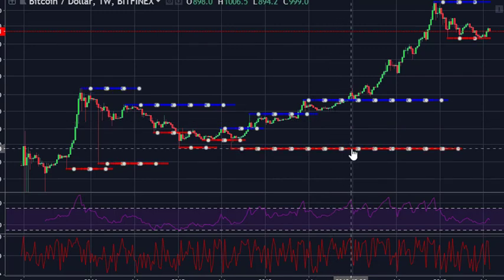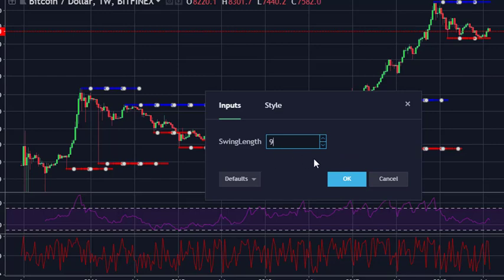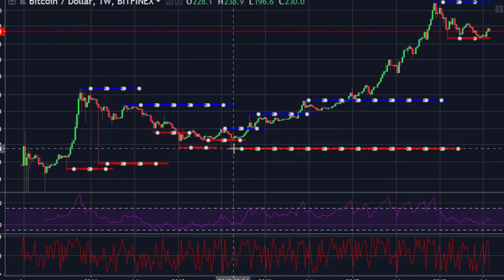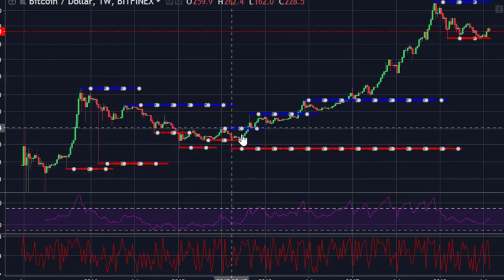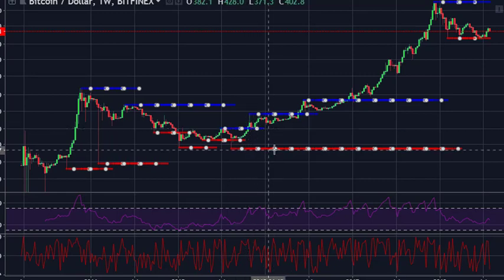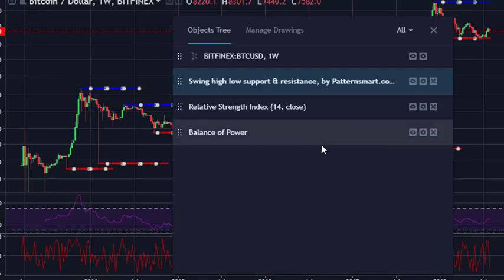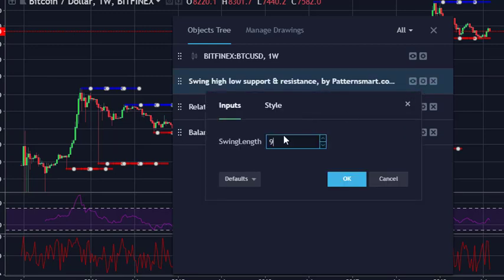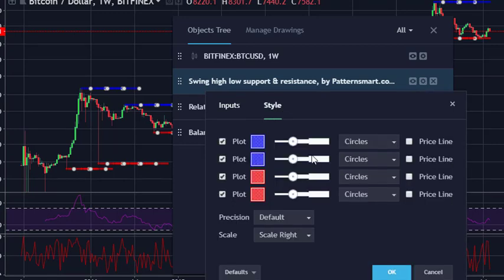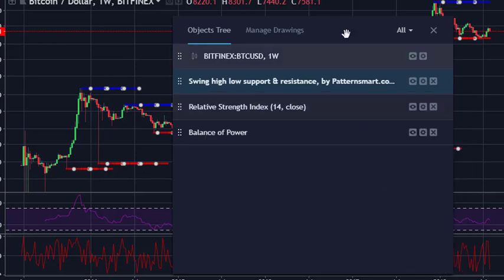The first one here, if I double click that, this one shows levels where the resistance is blue and the support lines are red. So this one is called, if I go to layers, the swing high low support and resistance by Pattern Smart, and it's just got the default setting, swing length of 9. You can change the appearance if you want to, but I've just left that on standard.